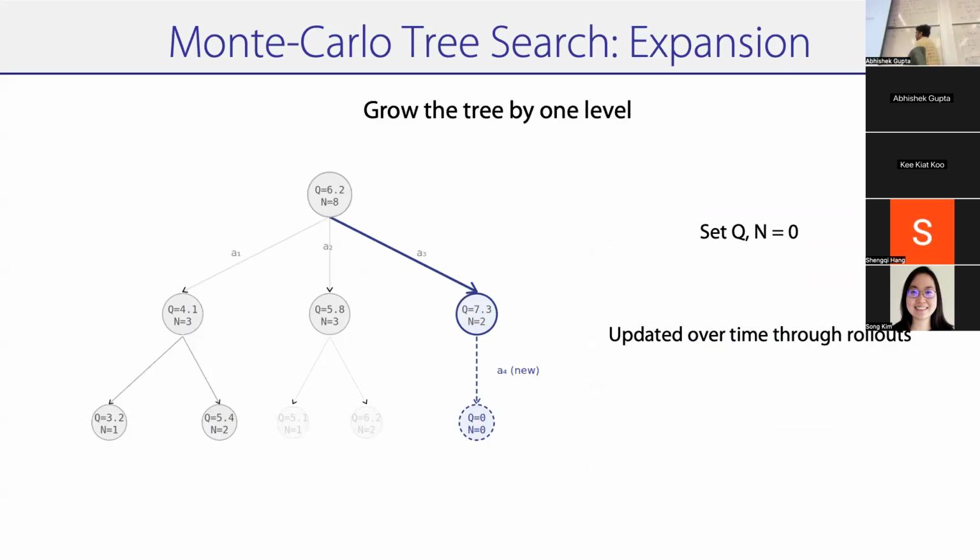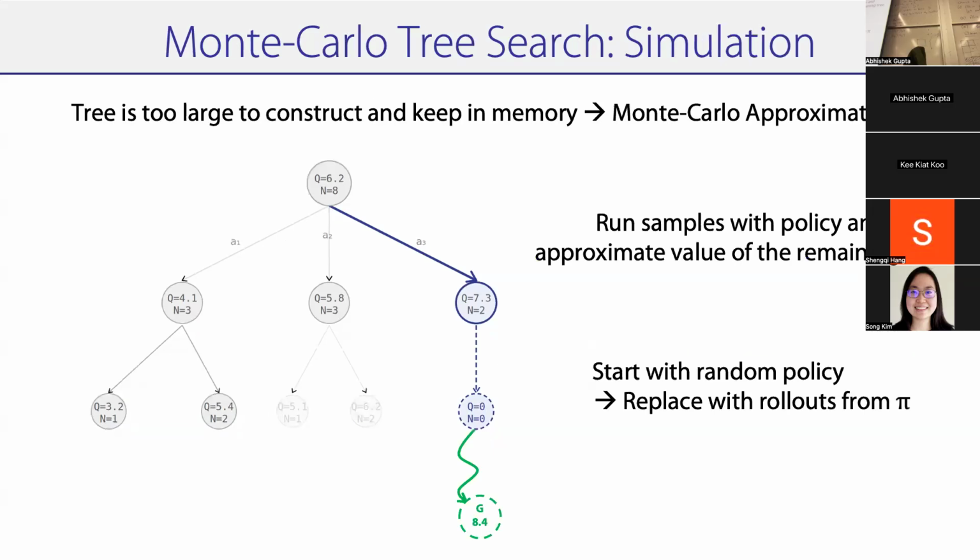Once you do that, then you have the expansion step. There's not much to the expansion step. You just take one action from your frontier node that you stop at, right? You typically set the Q equal to 0 and N equal to 0, and then it's updated through backpropagation. You just grow the tree by one node.